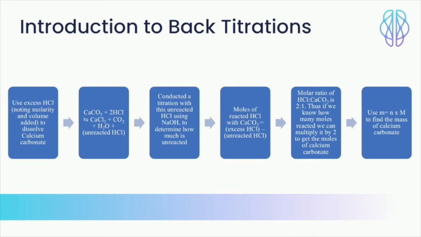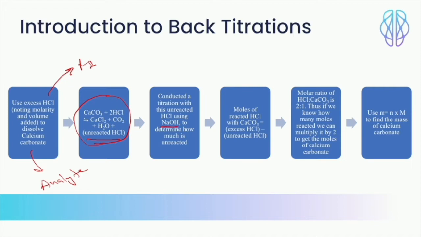So this is a pretty common method that we'll come across, and I'm going to use it to demonstrate back titrations. So as I said, we have calcium carbonate. This is our analyte. We then add excess HCl. So that's reagent number 1. And it gives me something like this equation here. So calcium carbonate reacts with HCl to form calcium chloride, CO2, H2O, and a bunch of unreacted HCl. I then perform a titration with this unreacted HCl with sodium hydroxide.